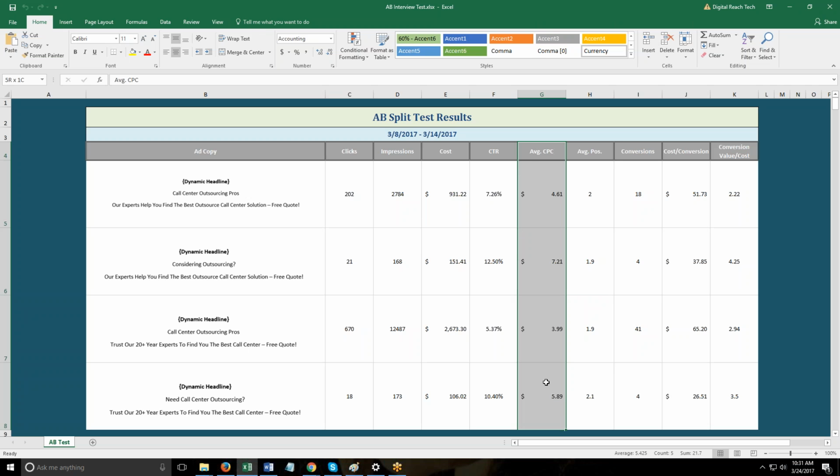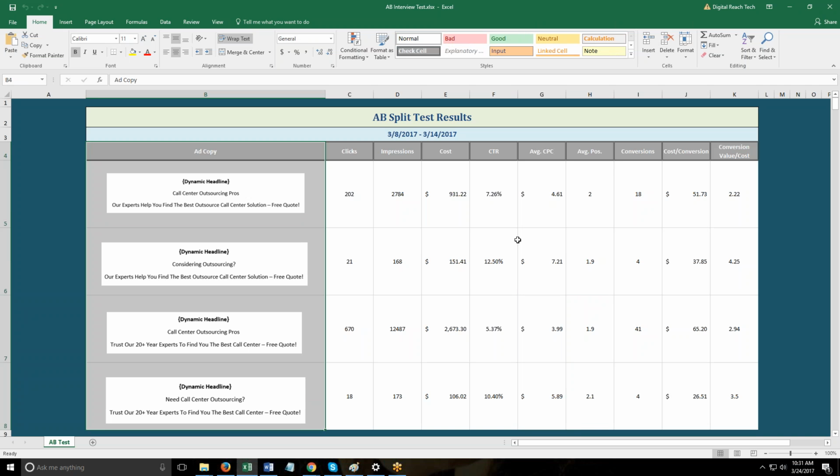So cost per click tells us a bit about quality scores. It tells us a bit about how much bang for our buck we're getting and how relevant the ad copy that we wrote is.